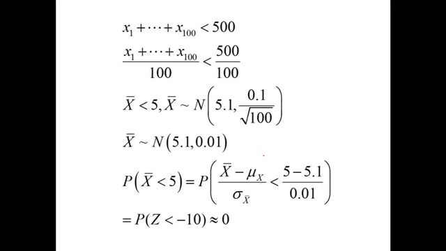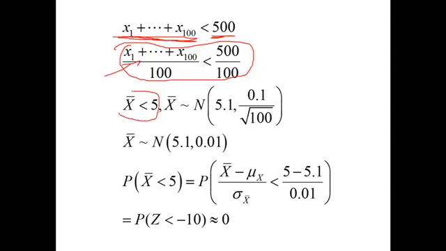So let's look at this. We take this sample of 100 bags from the line. What is the probability that the weight is less than 500? Well, the central limit theorem gives us information about the sample mean, so we divide both sides by 100 so that we can get the sample mean on this side. We can rephrase this: what is the probability that the sample mean is less than 5?